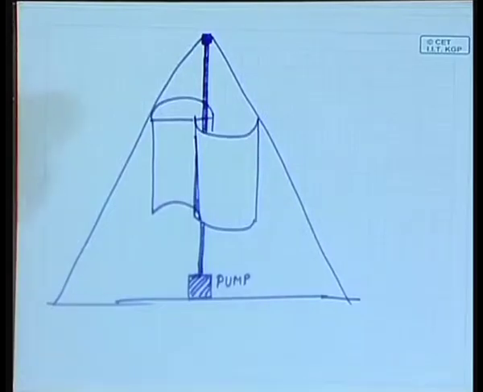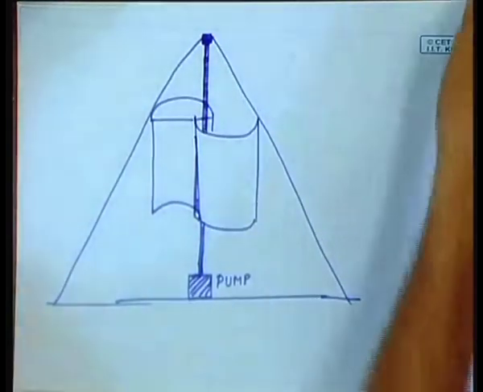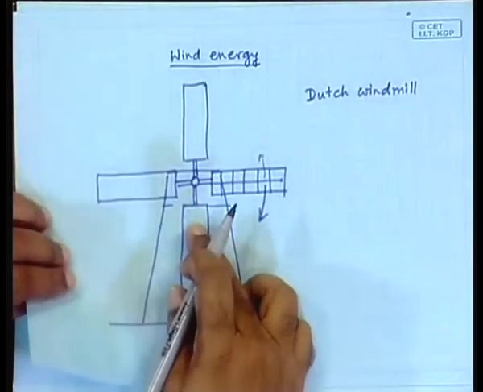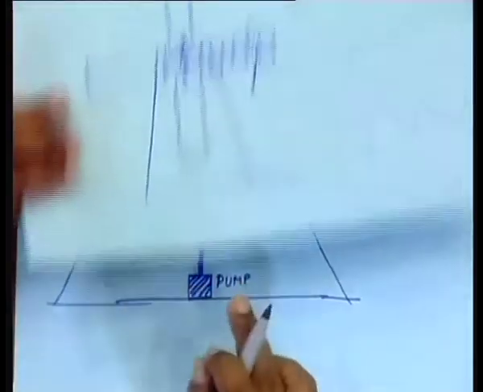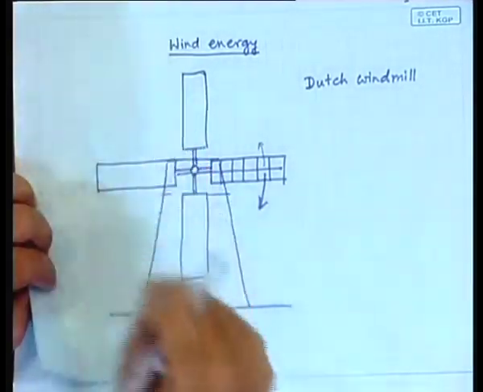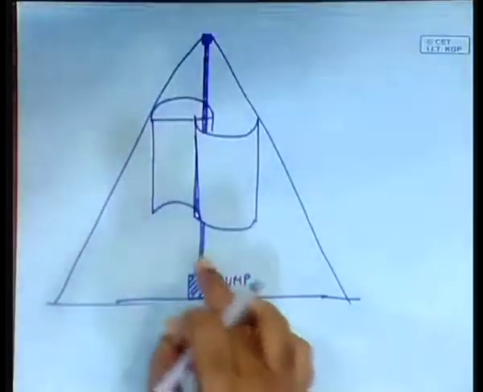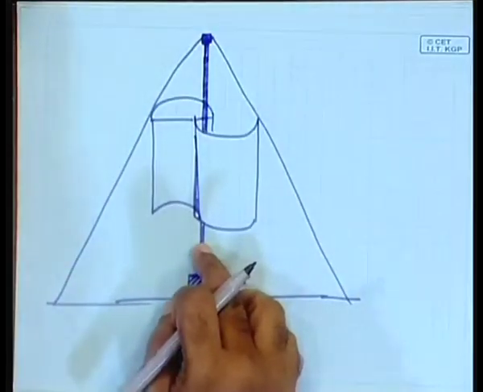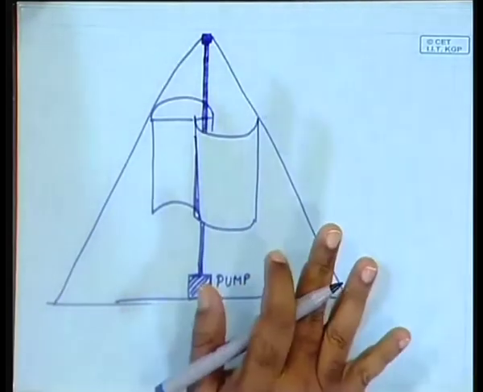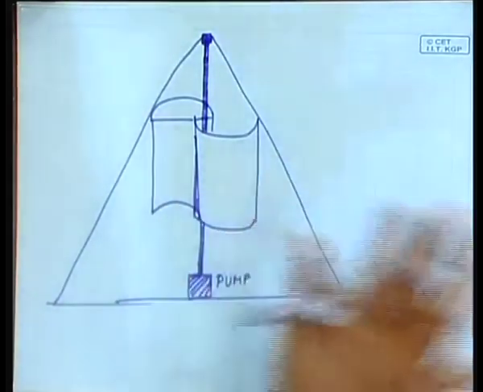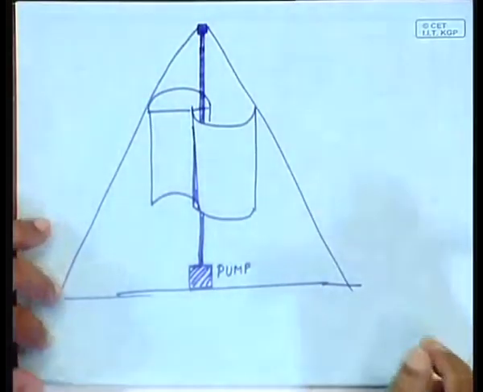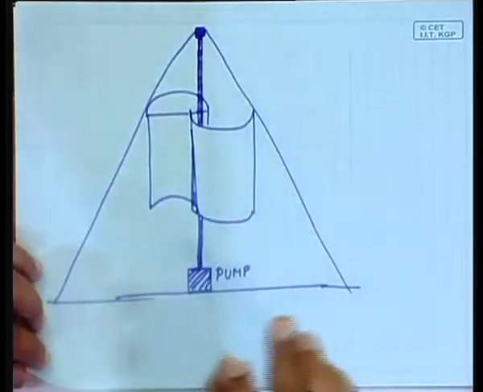This is the difference between this type and that type: this one is a horizontal axis, axis is horizontal. So, it is a horizontal axis wind turbine, while this is a vertical axis wind turbine. There is another type of vertical axis wind turbine, which we will study. It is a bit complicated construction, and we will study in one of the later classes.